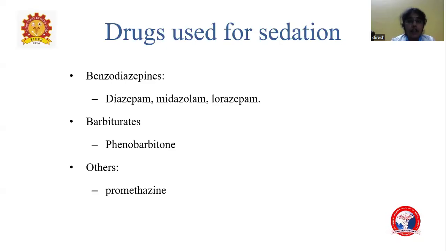The drugs used for sedation are benzodiazepines. In the benzodiazepine group, we'll be using diazepam, midazolam, lorazepam. Then come the barbiturates. In that, phenobarbital is used as a sedative, and other drugs such as promethazine.